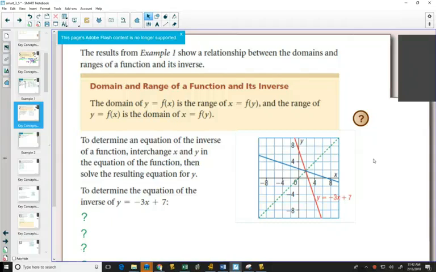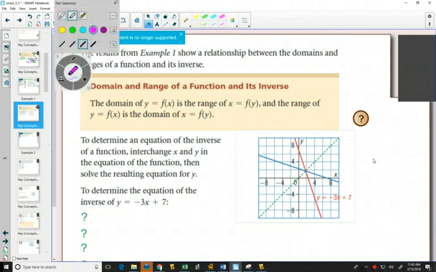We saw in example 1 the idea that the domain and range get flipped. They've put that as a special note for you here as well. The next thing we're going to look at is this idea of algebraically, how do you find the equation of an inverse? So they've given me this line in red, y equals negative 3x plus 7.